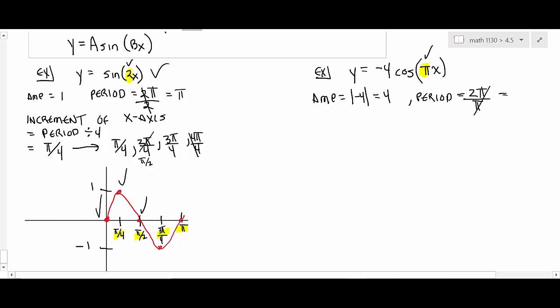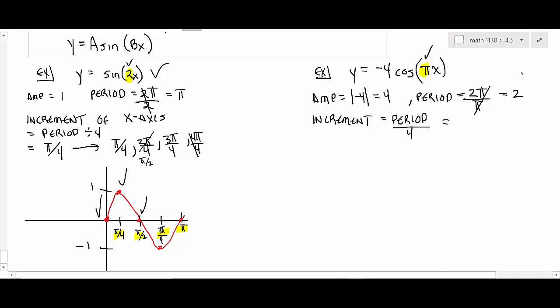That's a good thing if that happens too. It makes the problem easier. Okay, so the period is 2 units is what we're going to work with. Now we're going to do the increment of the x-axis. And what that means, as I said, what you do on this is you take the period and you divide it by 4. I'm going to do exactly the same thing as I did on the last problem.